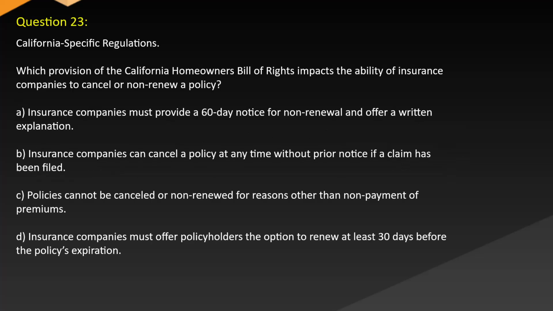Question 23. California-specific regulations. Which provision of the California Homeowners Bill of Rights impacts the ability of insurance companies to cancel or non-renew a policy? A. Insurance companies must provide a 60-day notice for non-renewal and offer a written explanation. B. Insurance companies can cancel a policy at any time without prior notice if a claim has been filed. C. Policies cannot be cancelled or non-renewed for reasons other than non-payment of premiums. D. Insurance companies must offer policyholders the option to renew at least 30 days before the policy's expiration.